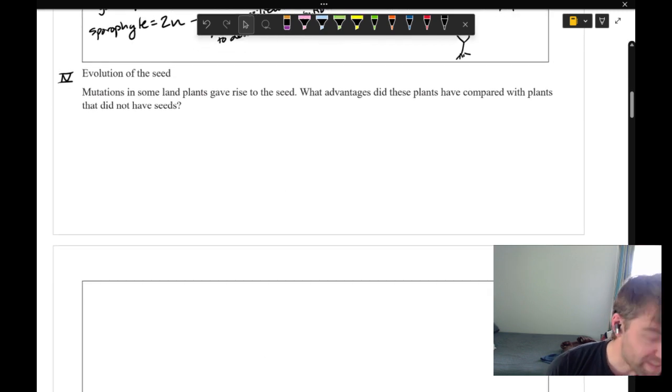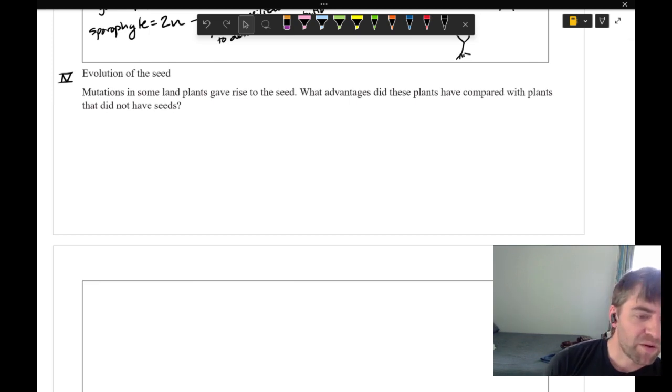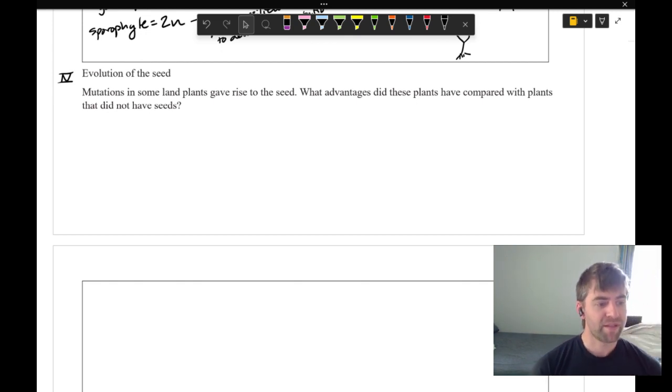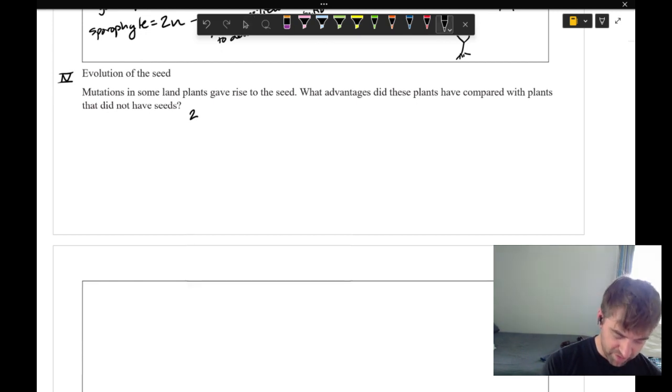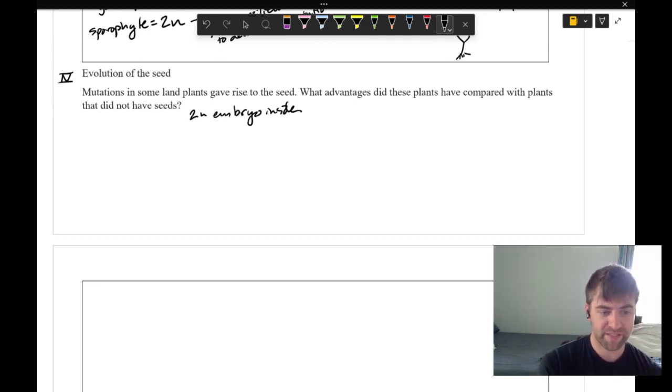So, evolution of the seed. Mutations in some land plants gave rise to the seed. What advantages did these plants have compared with plants that did not have seeds? So the seed contains a partially developed 2N diploid embryo inside. And this is the product of fertilization of the egg by a sperm from a pollen tube, in the case of plants. Seeds have, so again, that's important for that mutation piece.